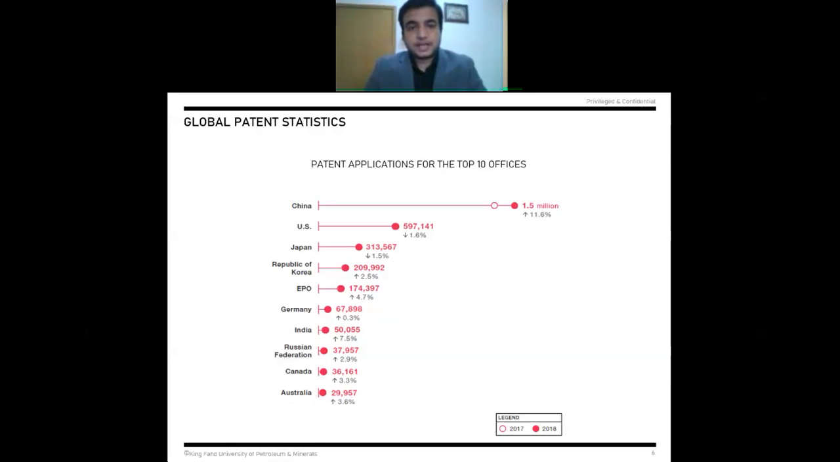After China, the second highest patent applications were filed in the US, around 600,000, which is also quite high, followed by Japan with 300,000, Korea 200,000, and EPO around 170,000. Number six is Germany, and number seven is India. So India has broken into the top 10 with around 50,000 applications in 2018, and I'm sure in 2019 and 2020 there must have been significant growth, and the numbers are even higher. So these statistics show that around the world, a lot of patent applications are being filed by inventors to protect their inventions.